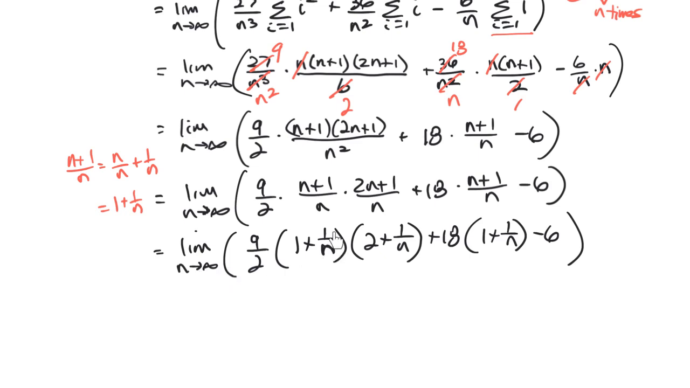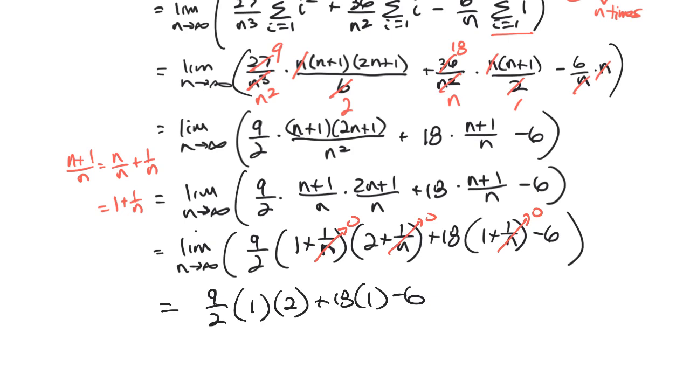As n approaches infinity, doesn't this term just go to 0? n gets as big as we want. We could make this term not even matter. So we can take the limit right now. That will go to 0. That will go to 0. And that will go to 0. So once we take the limit, I'm not going to write limit anymore. We already took the limit. We get 9 halves times 1 times 2 plus 18 times 1 minus 6. And 9 halves times 2 is just 9 plus 18 minus 6. 9 plus 18 is 27. Minus 6 gives us 21.